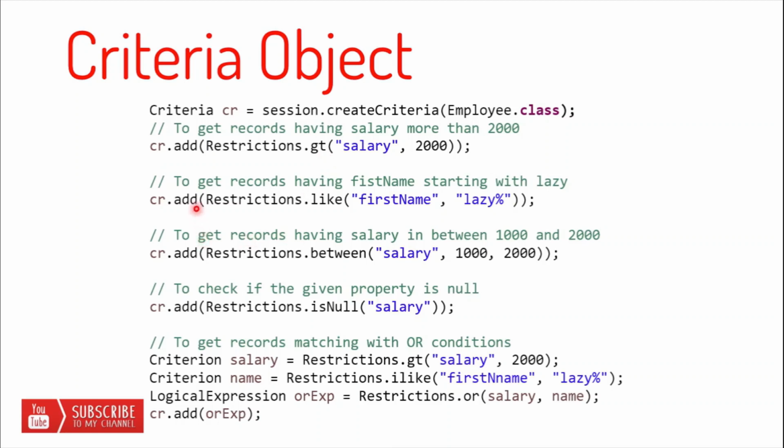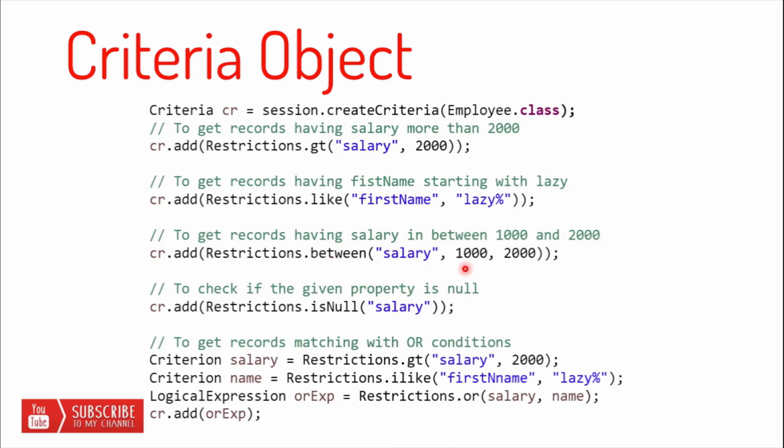Now let's check the next one. To get the records having first name starting with lazy, similarly, we can do Restrictions.like. First is the column name and then the value, similar to how we define conditions in SQL queries. We can do a case insensitive search as well using ilike here. Next one is to get the records having salary between 1000 and 2000. For that, we have Restrictions.between.